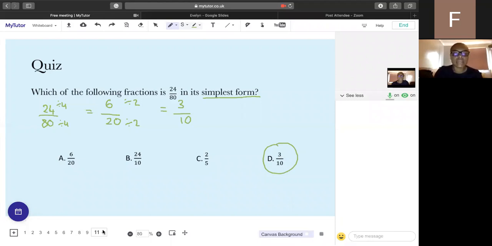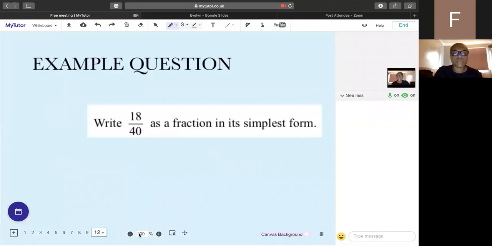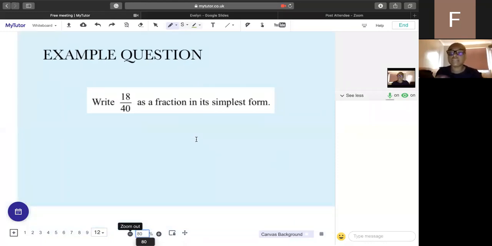So let's continue with an example question now. So here we again want to write a different fraction in its simplest form again. So we've got 18 over 40. So we're going to do it exactly the same way. So you write your fraction and see what common factors it has. So they're both even numbers, so I would just start with dividing it by 2. So we've got 9 over 20. And that would be it, because there's no more common factors between 9 and 20. So that would be your answer in its simplest form.